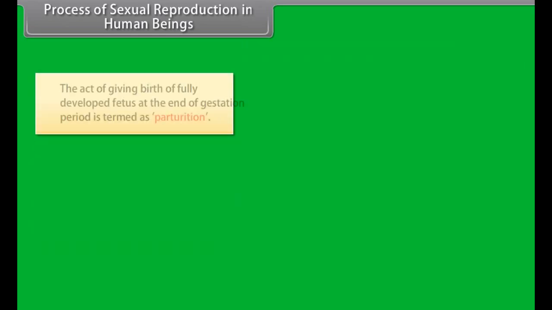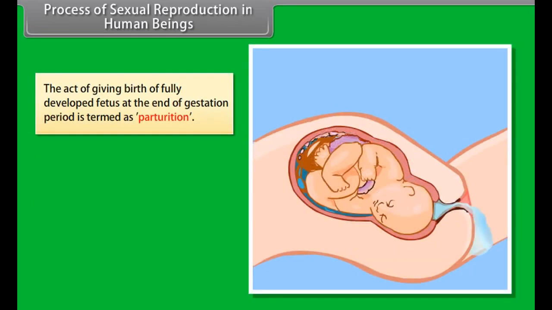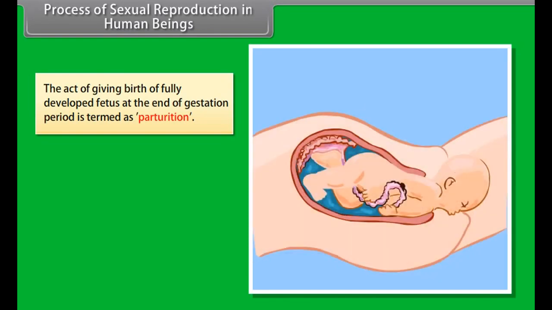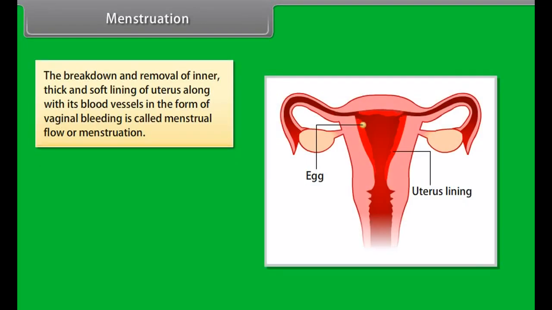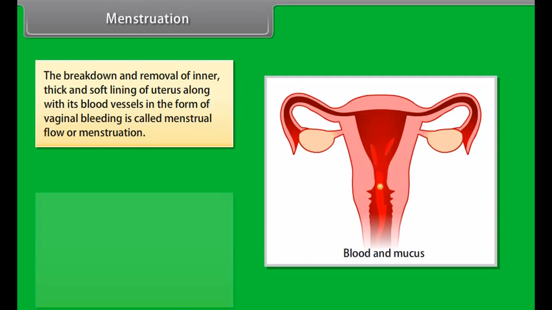Process of sexual reproduction in human beings. The male gamete or sperms are highly active and mobile which move up through cervix into the uterus and then pass into the fallopian tubes. In fallopian tube, only one sperm fertilizes the ovum to form a zygote. This is called fertilization. It occurs only if sperm enters fallopian tube during the ovulatory period.